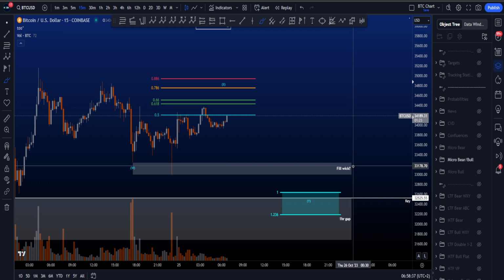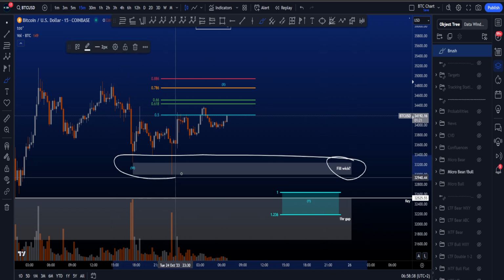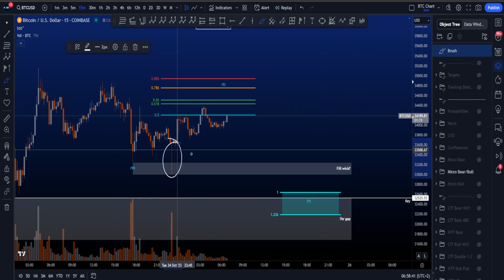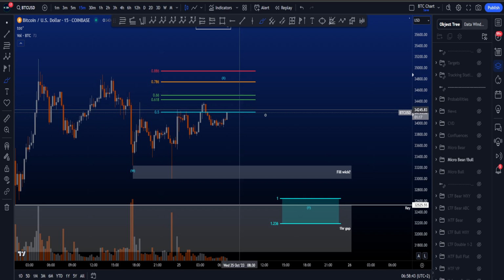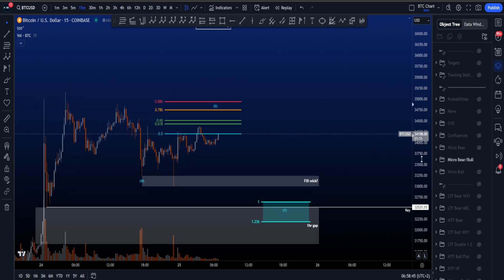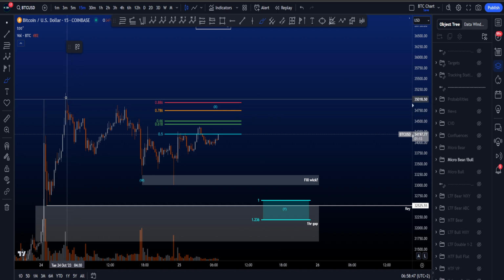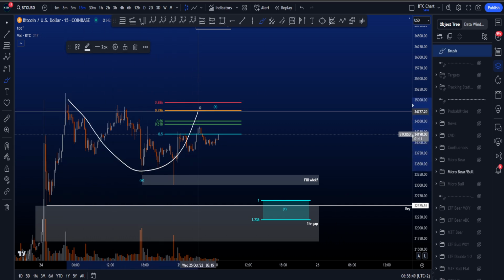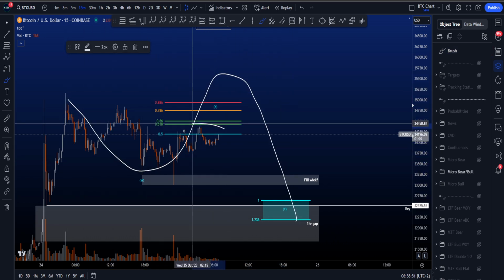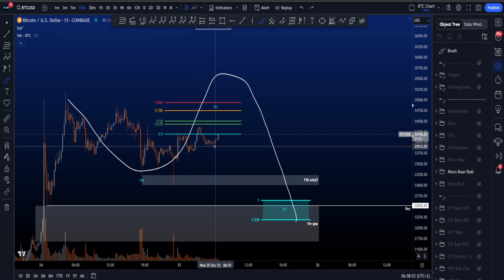And also in this scenario, you would very nicely fill the wick, the inefficiency that I have on my chart as well, which of course makes this scenario extra interesting. Now an alternative is that this can still become a flat, an ABC, but price at the moment isn't high enough for me to consider it just yet.